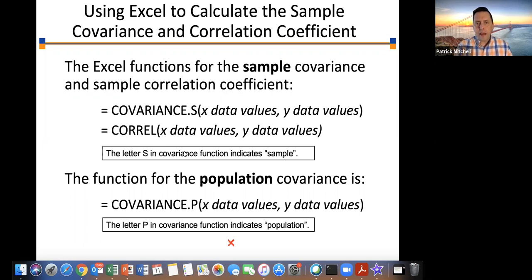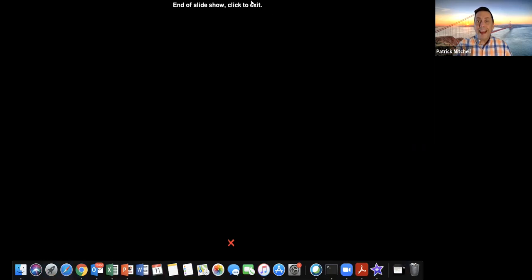Notice that the letter S in covariance stands for sample. We didn't talk about population covariance, but that is a thing, all right? So if you happen to have the whole population, you can use the command covariance.p. P for population. And that's going to take care of it not only for section 3.6, but also for chapter 3.